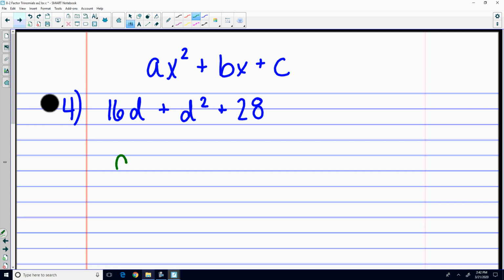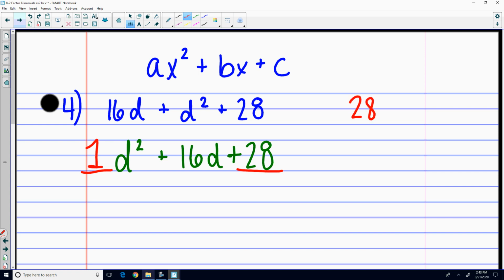d squared should be my first term, and then I should have 16d, and then plus 28. All right, first and foremost, we multiply a, which is 1, and c, which is 28. So AC is 28. Now we need to write all the factors of 28: 1 and 28, 2 and 14, and 4 and 7.